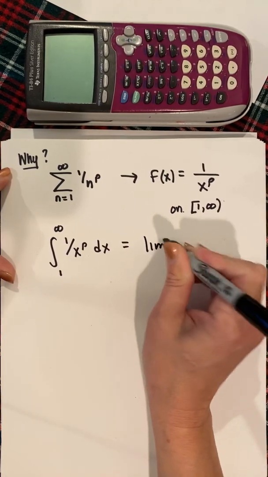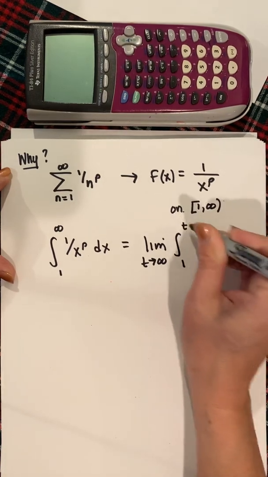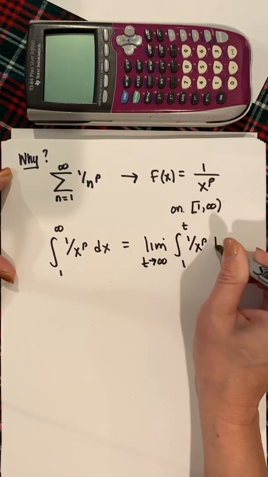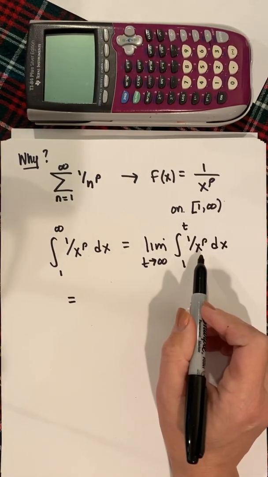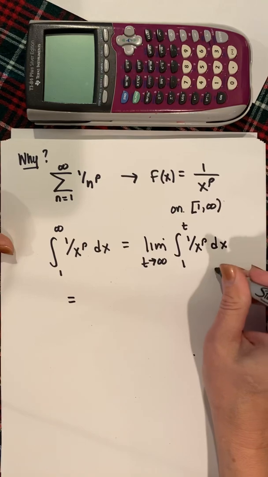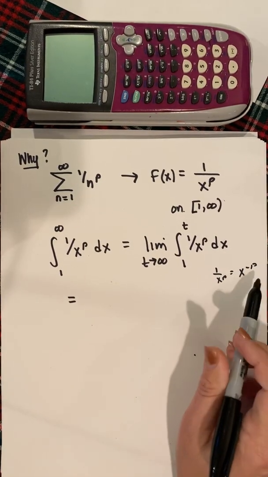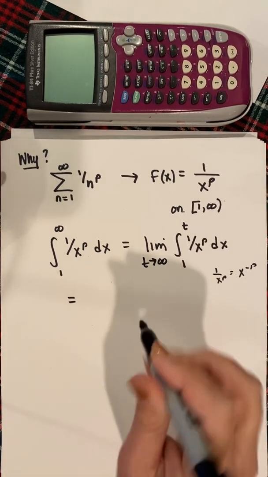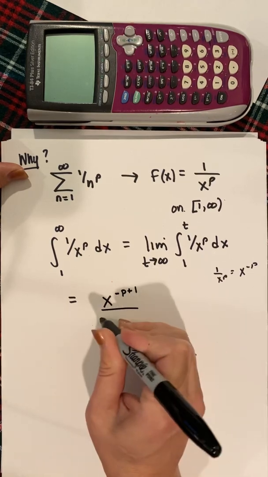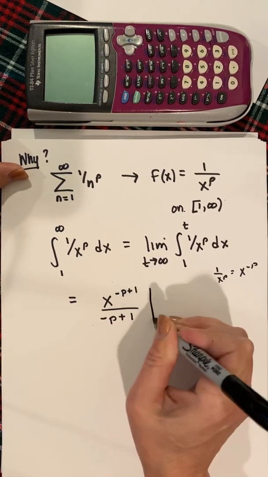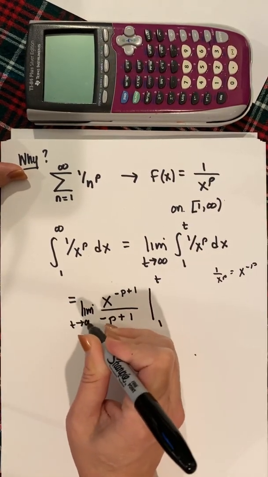So using our proper notation, this is the limit as t goes to infinity of the integral from 1 to t of 1 over x to the p dx. This is just a power function, so we can think of 1 over x to the p as x to the negative p. When we integrate some x to a power, we add 1 to the power and divide by the new power. So it's going to be x to the negative p plus 1 all over negative p plus 1. We're going from 1 to t, and let's not forget our limit as t goes to infinity out front.